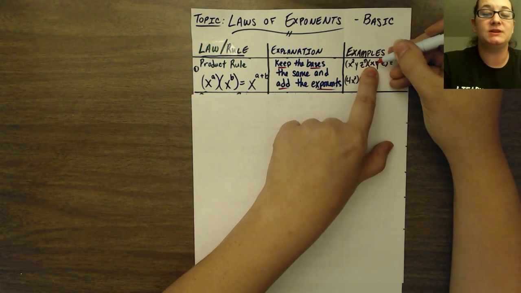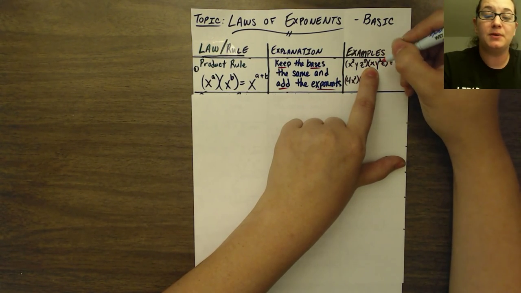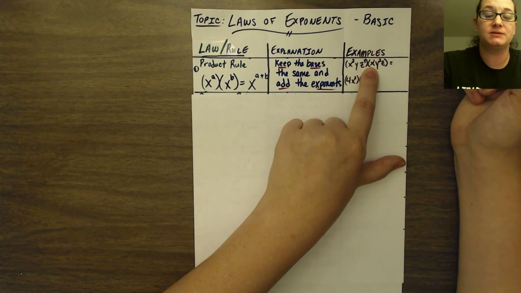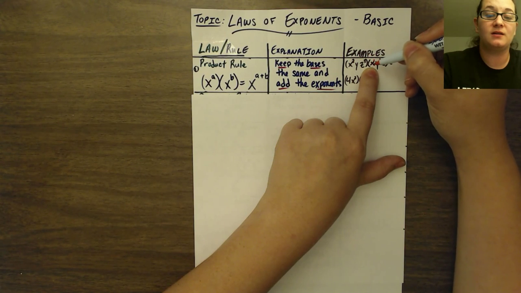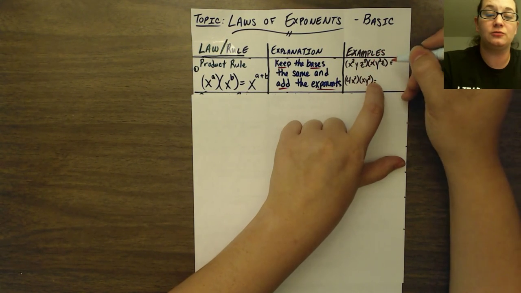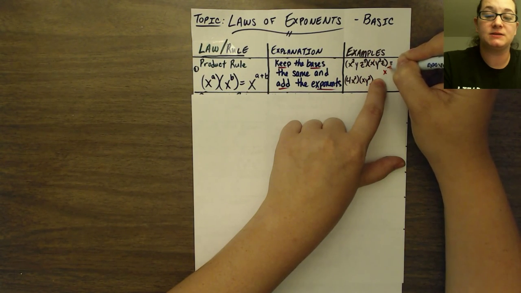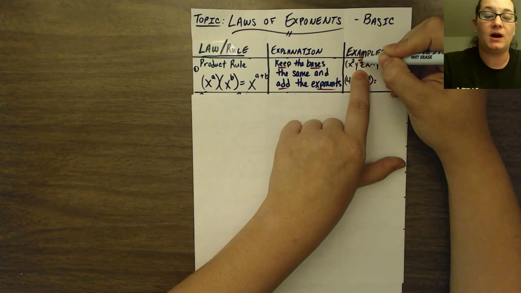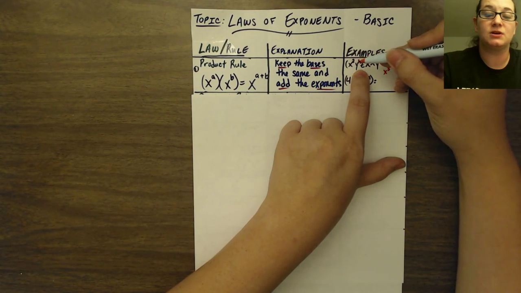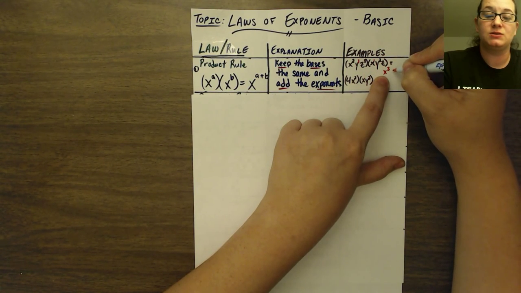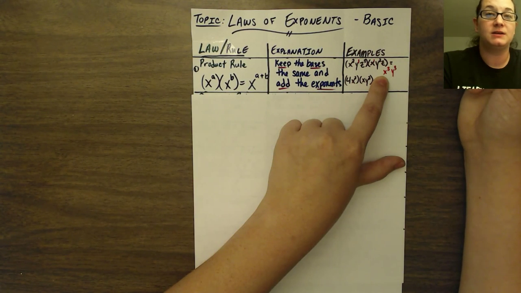So here, this one doesn't have an exponent showing, but the default is that there is one of those x's, so there's a 1 exponent. So x squared and an x, if I add the 2 and the 1, I would get a 3. So I have x to the 3rd power. I do the same thing for the y's. I have a y to the 1st power, because there's always the default of 1, and a y squared. So 1 plus 2 again is 3.